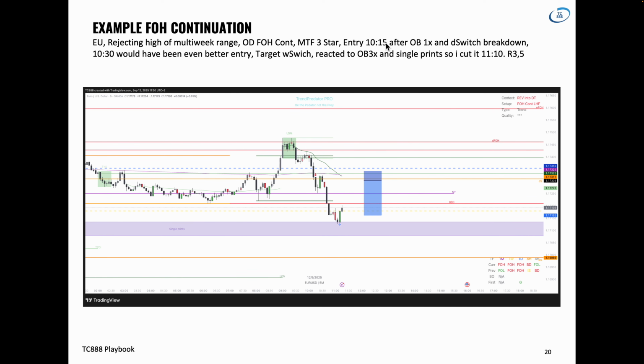Entry 10:15. That's my major sweet spot in London after open box 1x already. D switch breakdown 10:30 would have been even better. Target weekly switch, weekly closing price down here. Reacted to open box 3x and single print, so I cut with R3.5. So you see my real entry, the red arrow, after it engulfed the closing price, and target would be down here after the weekly closing price in the end. That's the trade. So let's look at the chart, what this looks like and how this presented.